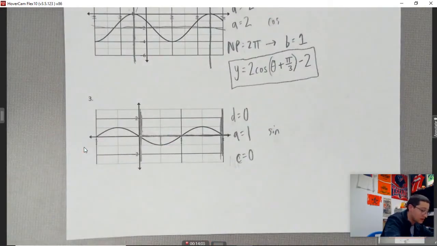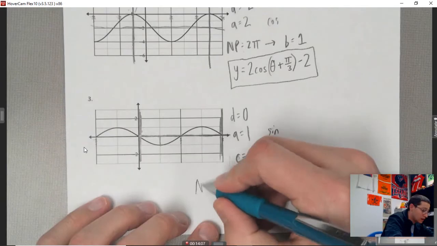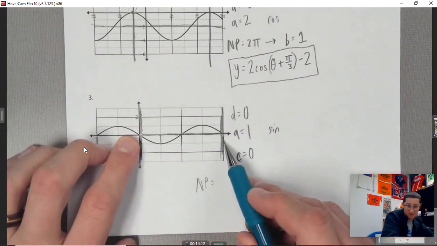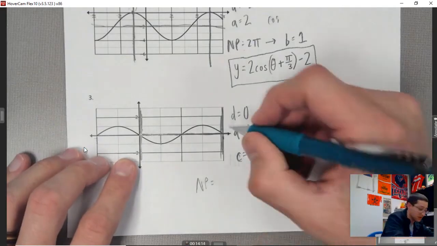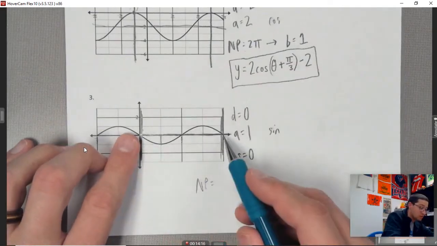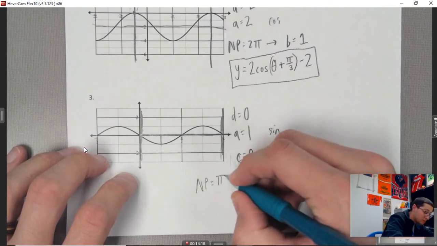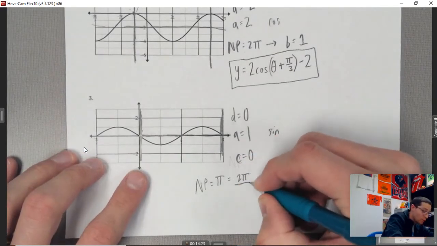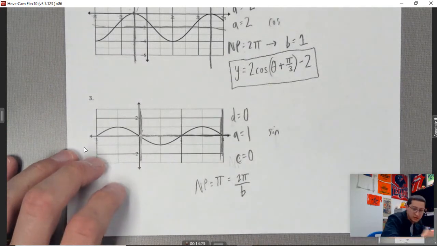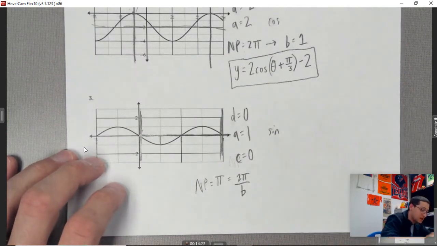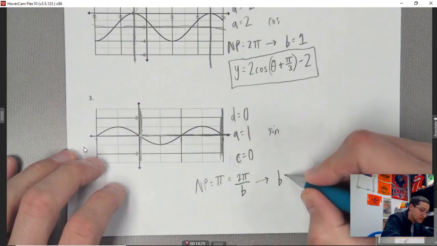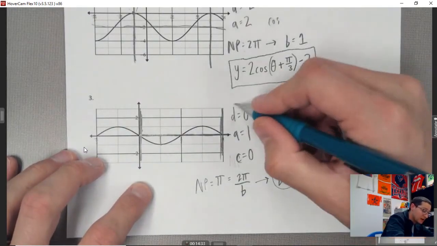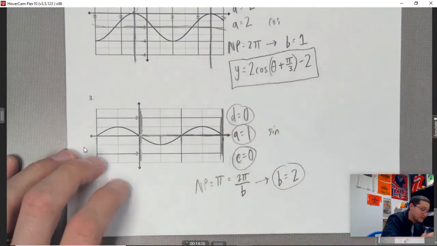So I've got everything but my b value and my new period here, right? This distance from here to here, it's hard to see, but that value was pi. So it went from 0 to pi. Therefore, my new period is pi. But don't forget that formula is 2 pi over b. The new period is equal to 2 pi over b, which gives me a b value of 2. All right, so I have b, I have d, I have a, I have c.